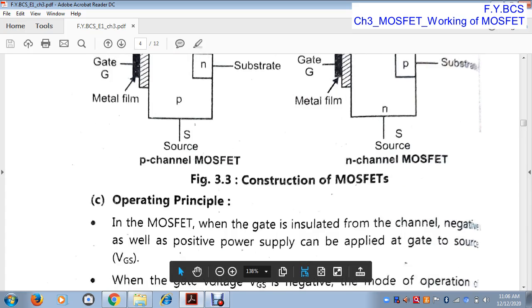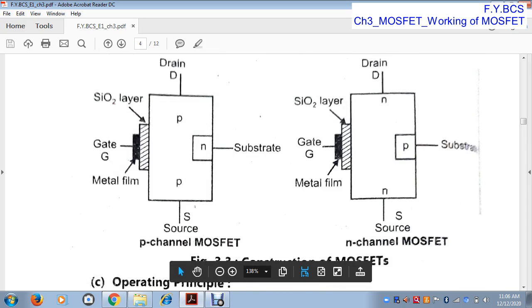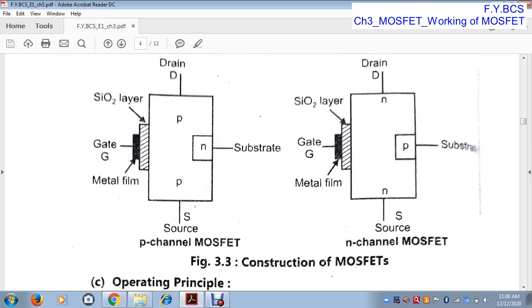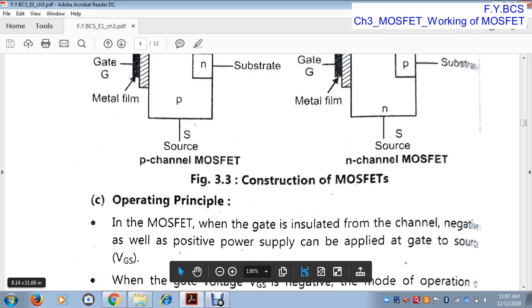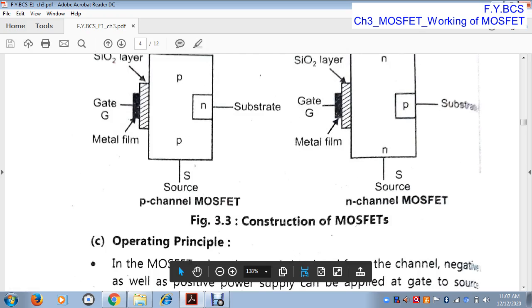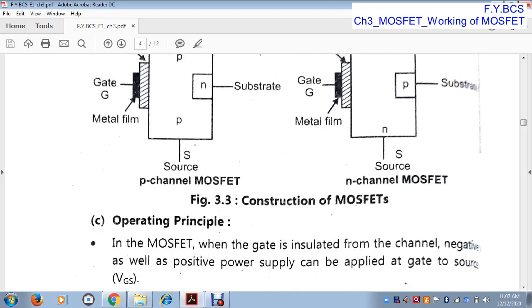Okay, now the operating principle. In the MOSFET, the gate is insulated from the channel. In the diagram, the gate is insulated because there is no contact or connection between the gate terminal and the p-type and n-type channel. So negative as well as positive power supply can be applied between gate and source, that is VGS.